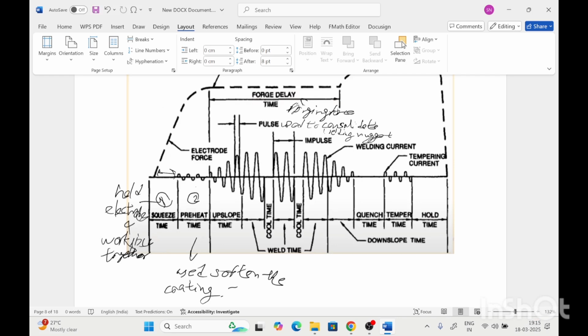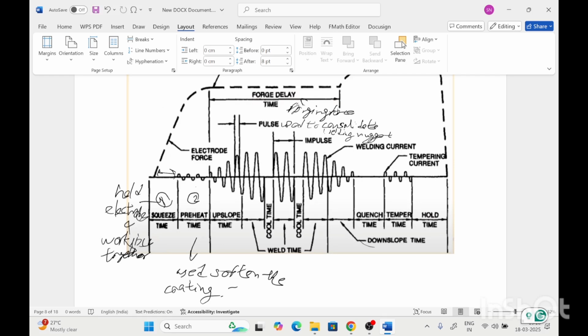Then the current is decreased after the melting of the workpiece and consolidation. This small cool time is provided to reduce the melting. If continuous melting happens, then we cannot form a good spot weld. That's why the cool time is provided between the welding process.